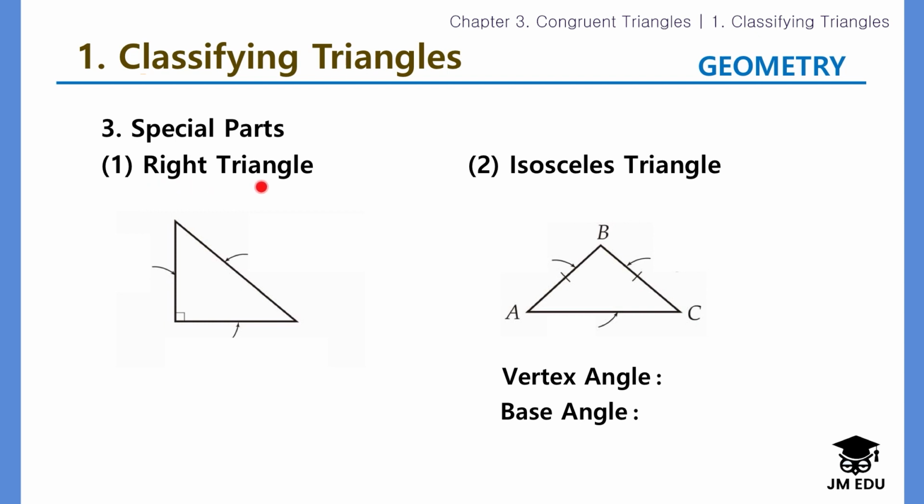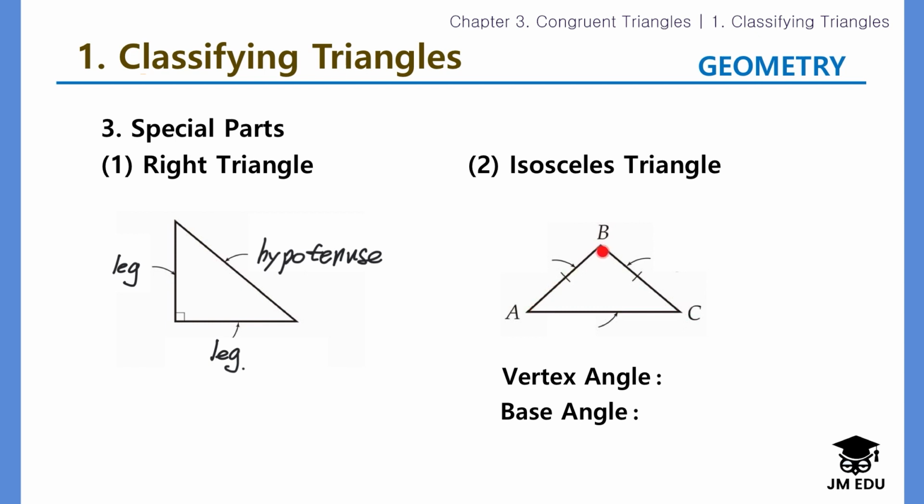Number 1, right triangle. In right triangle, these two sides are called leg. So this is leg. Here's another leg. And longest side right here, the side that faces the angle 90 degrees, this side is called hypotenuse. Hypotenuse.